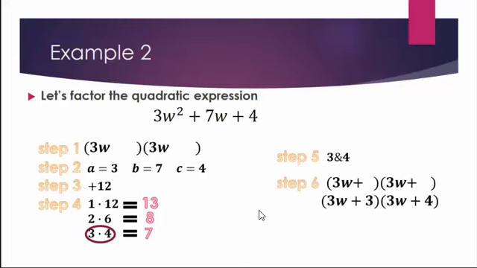So step 7, 3w and 3 have a 3 in common, so let's go ahead and divide both by 3. 3 and 4 don't have anything in common besides a 1, but if I divide by a 1, it still stays the same. So my expression gets reduced to w plus 1 and 3w plus 4. And that's my answer. Okay?